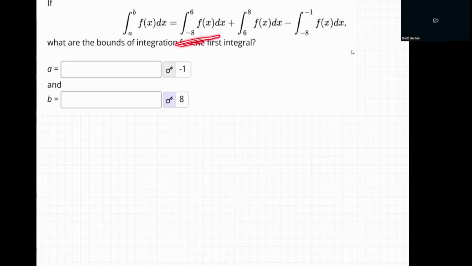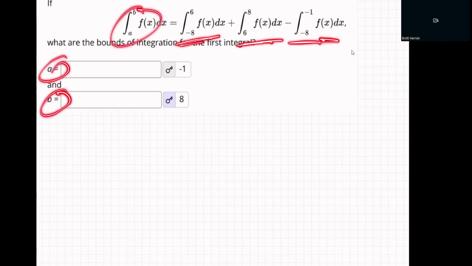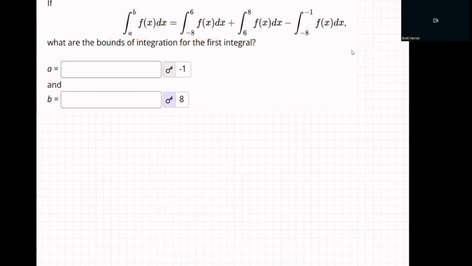Okay, on this one, they give us some tricky stuff here, and they want to know what A and B are. Well, basically, here's the deal. You want to get the numbers to make an integral happen. You want to get this, I'll put a star here, of whatever plus this, and that'll just be the integral from A to B. That's the principle we're looking at.